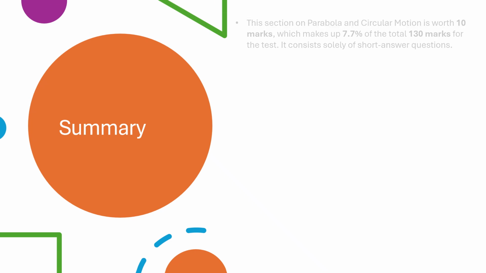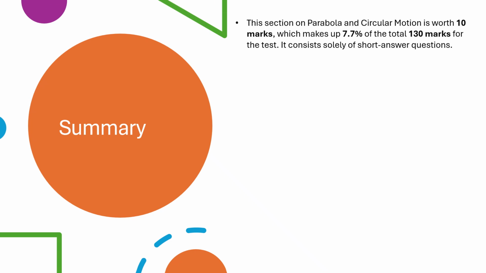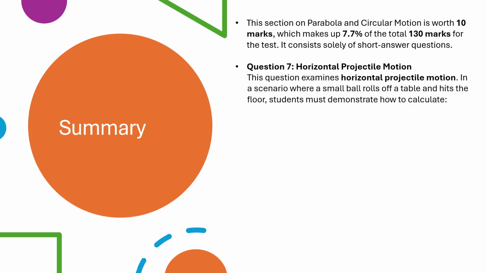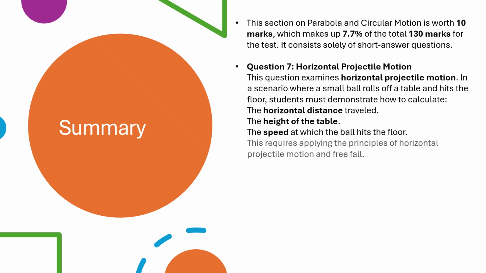This section on parabola and circular motion is worth 10 marks, which makes up 7.7% of the total 130 marks for the test. It consists solely of short answer questions. Question 7, horizontal projectile motion, examines horizontal projectile motion. In a scenario where a small ball rolls off a table and hits the floor, students must demonstrate how to calculate the horizontal distance traveled, the height of the table, and the speed at which the ball hits the floor. This requires applying the principles of horizontal projectile motion and free fall.